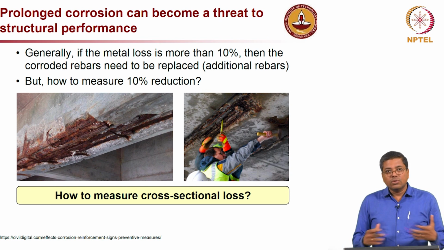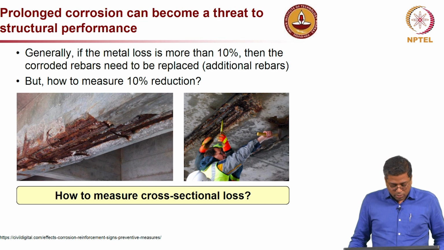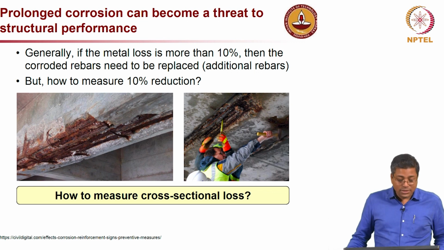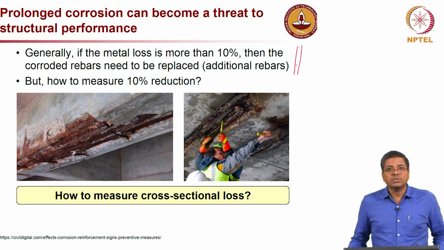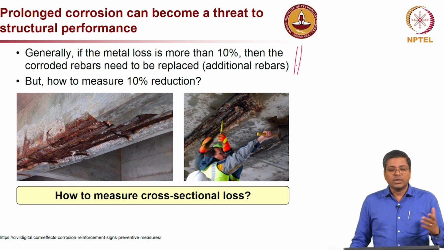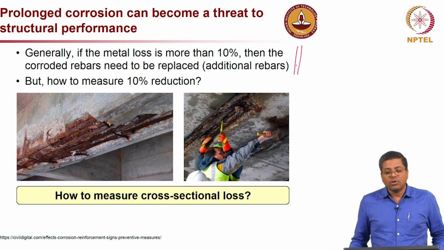Now, let us say you left the structure without any monitoring, and eventually you will reach a stage like this, severe corrosion, and then you will have to assess the residual capacity of the structure. The typical practice is that if there is about 10% metal loss, then we say the rebars should be taken up and replaced with a new rebar, or some kind of major repair or retrofitting has to be done.